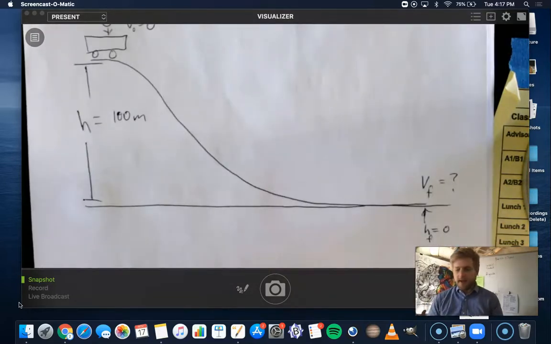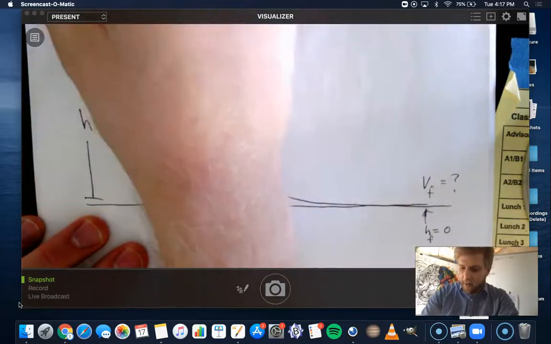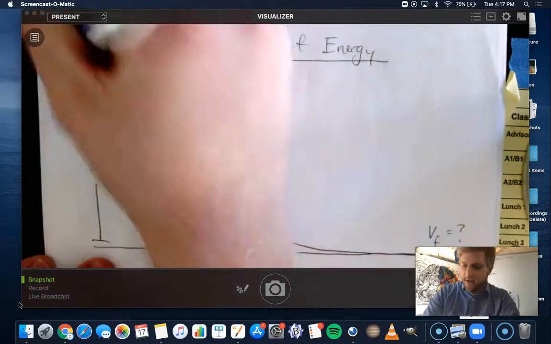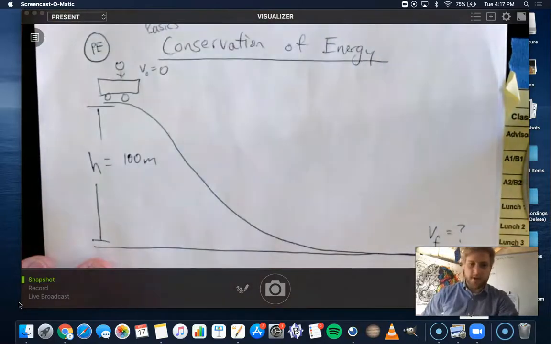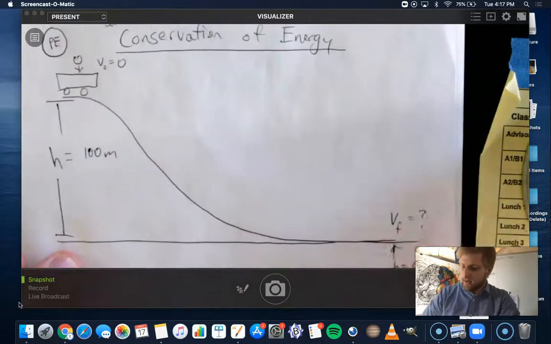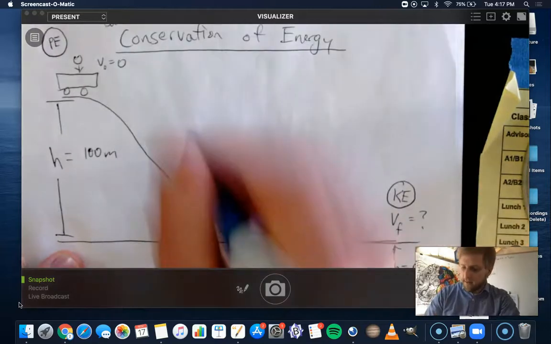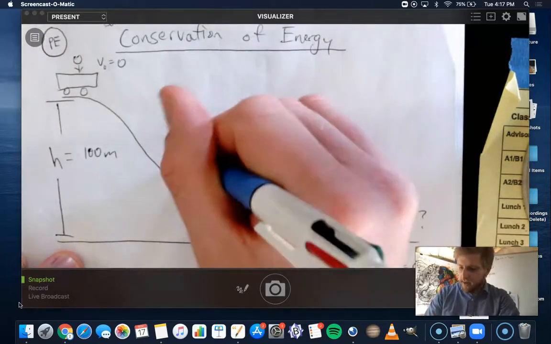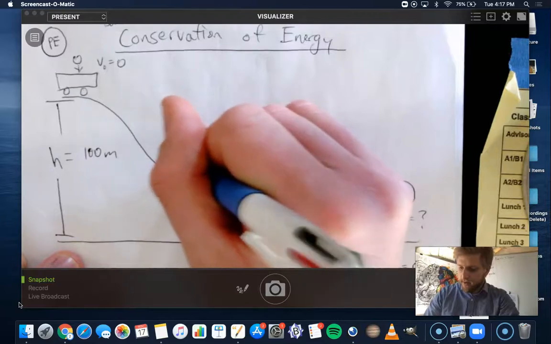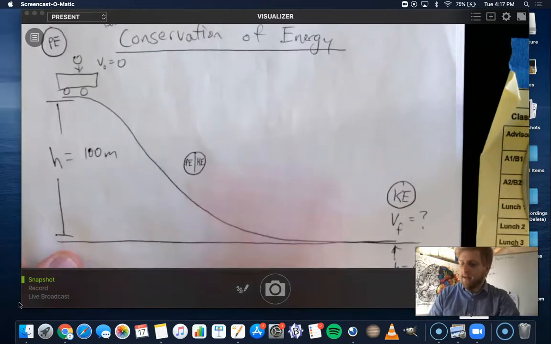Now, I do really think that the energy pies are helpful. The person at the top will have all potential energy in the form of gravitational potential energy. By the time they get to the bottom, all of that potential has been converted into kinetic energy. Somewhere in the middle, right around halfway, it's going to be half potential, half kinetic. And we can use energy conservation to find the speed at any given height.